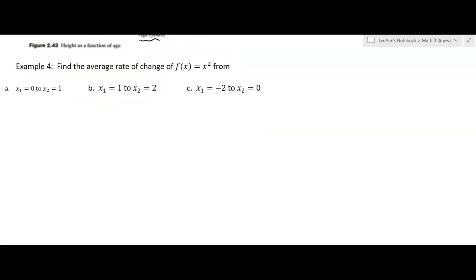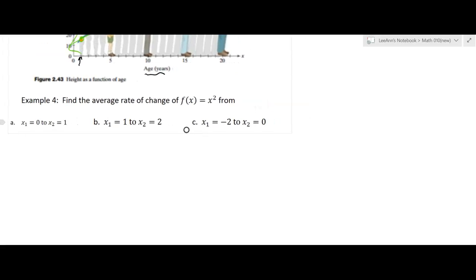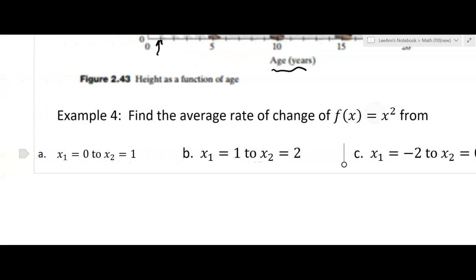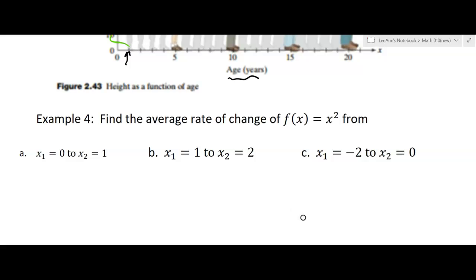Now they've given us some equations. Let me see if I can make this a little bit bigger. Find the average rate of change of, and they give me an equation here. That's my function. I can actually draw that function if I want to. It would take me a little bit of time, but it winds up being what we call a parabola. We're going to graph those in another chapter. But it's going to look something like that. So if we go from 0 to 1.